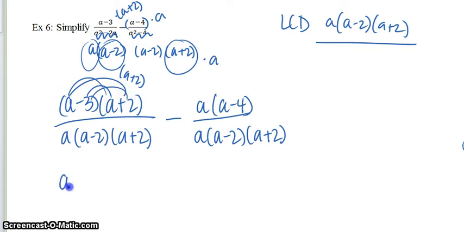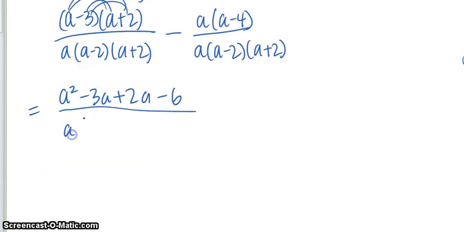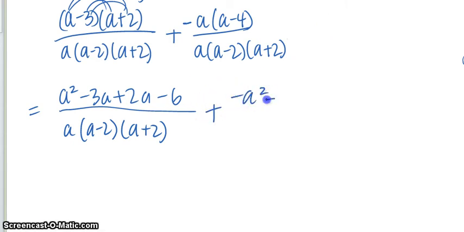So that's going to be a times a, so it's a squared. Then negative 3 times a is a negative 3a. A times 2 is 2a. And negative 3 times 2 is a negative 6. This is all over a times a minus 2, a plus 2. And then I'm going to make this a positive, and then that's a negative, so it's going to be distributing to everything, so plus, and so that's going to be a negative a squared plus 4a over a times a minus 2, a plus 2.